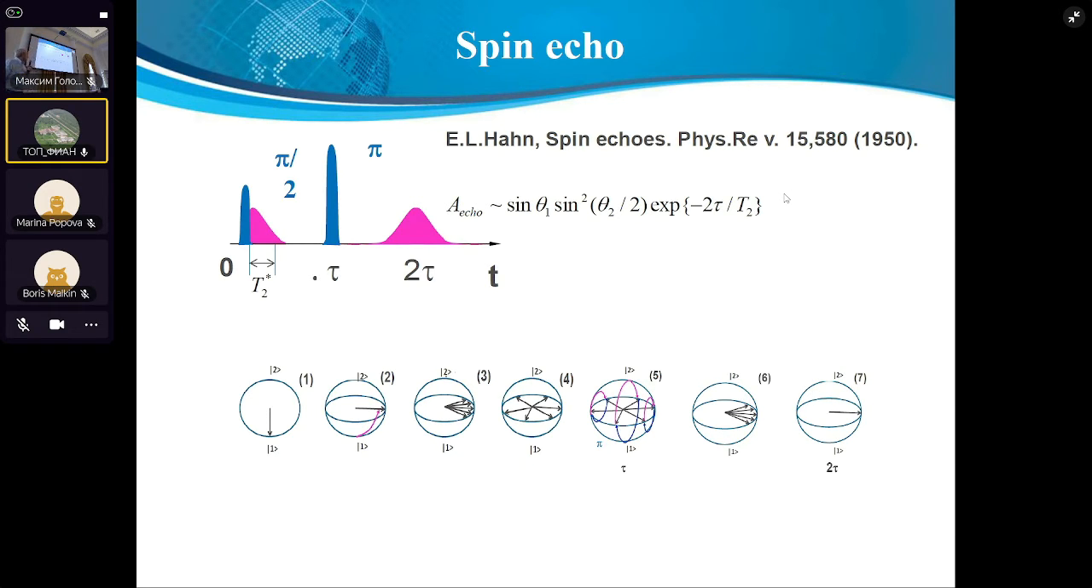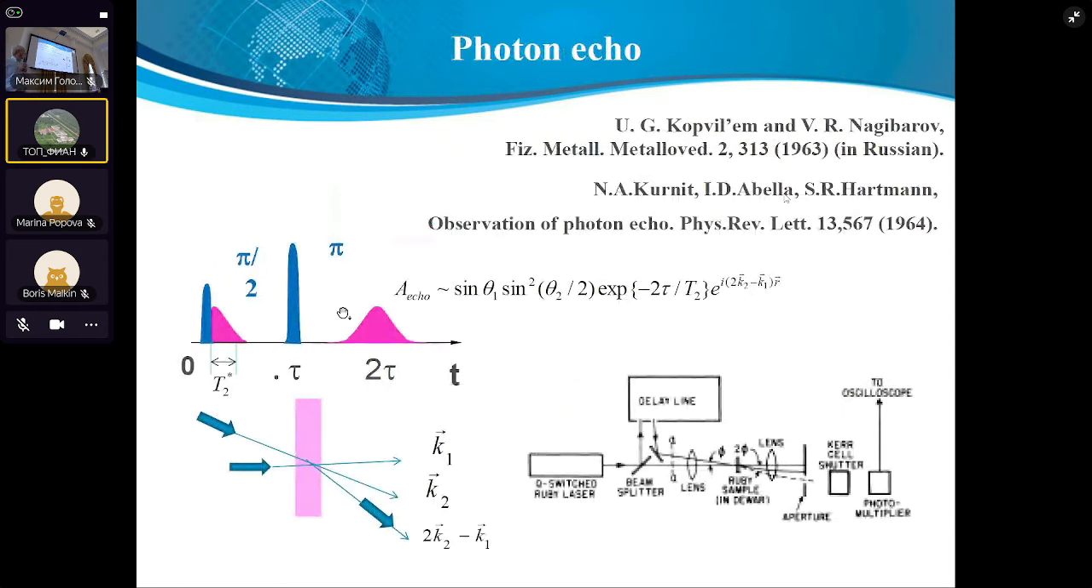And also, I would like to say, a little bit later, Kopvillem and Nagibarov found that photon spin echo also can be realized in optics, and Hartmann, this group, independently observed this effect in a ruby crystal, and I can say that Kopvillem and Nagibarov worked in our institute, in the Physical Technical Institute, and after that time, this work initiated a lot of research in the Physical Technical Institute, and also we started this.